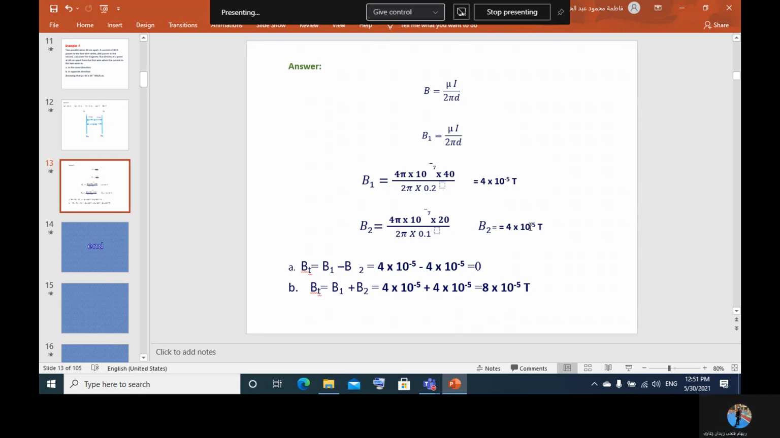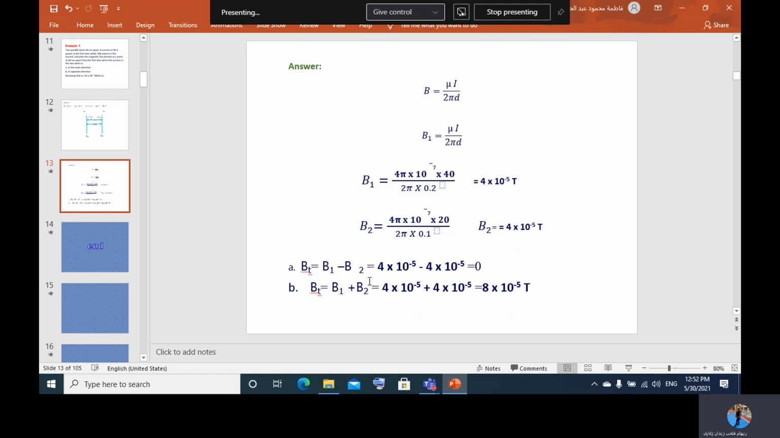Okay, which means that B1 equals B2. Look here, 4 times 10 to the power of negative 5 Tesla. B2 also 4 times 10 to the power of negative 5 Tesla. So they are equal. But that's not what's required. What's required is he wants the total magnetic flux density, BT, the total.